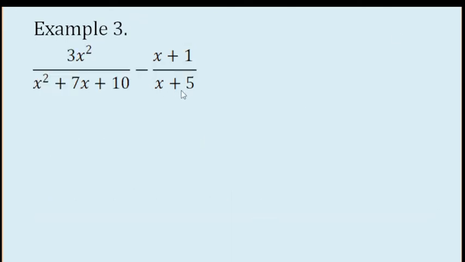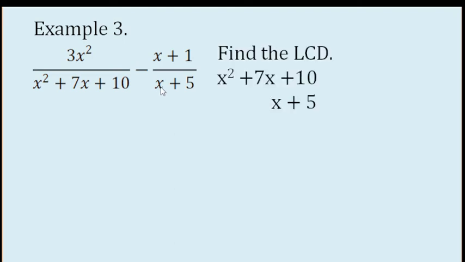Example number 3. Okay, the denominators are not the same. One denominator is factorable, the other one is not. So how do we find the LCD? So factor the first denominator. Factors are x plus 5, x plus 2. And then the second one cannot be factored anymore.